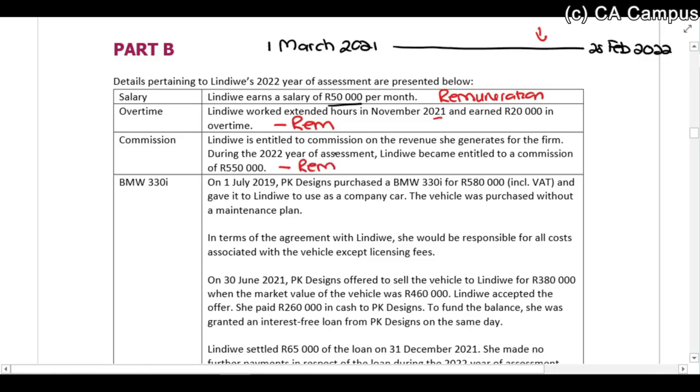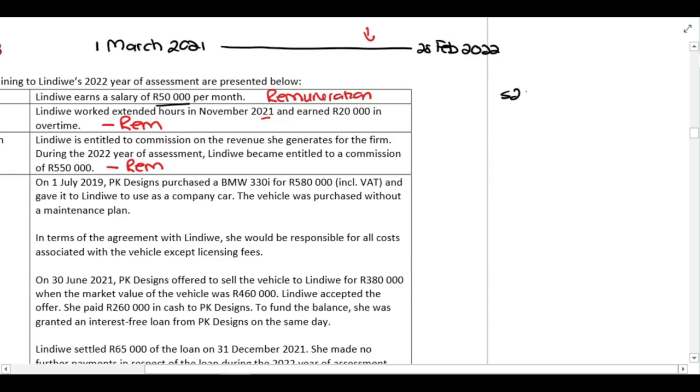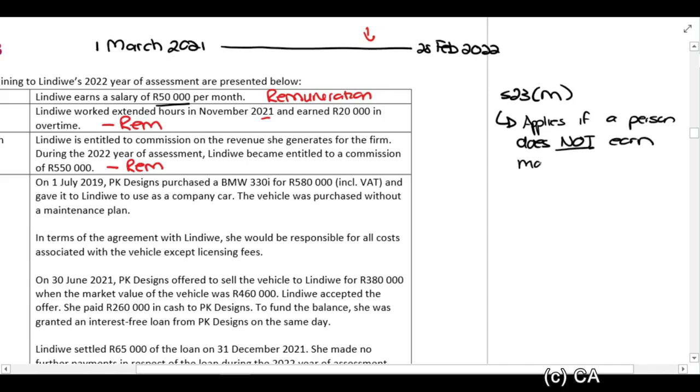That's also remuneration. Now, I'm pointing out what remuneration is, and it's something that you should keep in the back of your head, because remuneration is what employees' tax is calculated on. You also use remuneration when you are calculating your Section 11F limits. Now, let's stop also for a second here. Whenever you see the person earning commission, you should think about Section 23M. Section 23M says it applies if a person does not earn mainly commission.